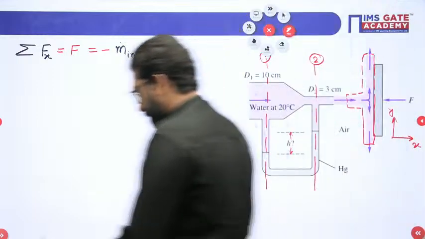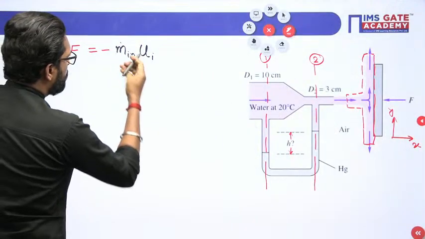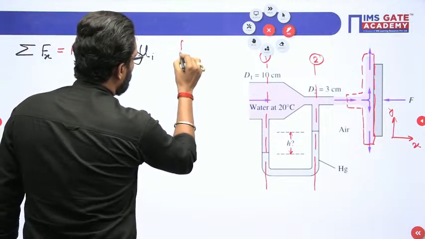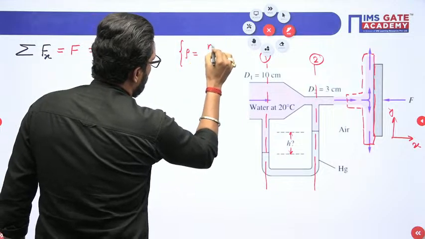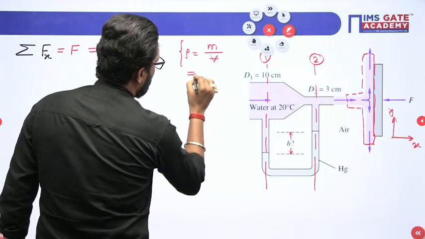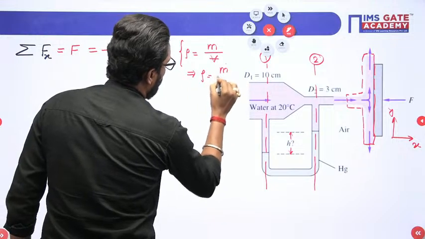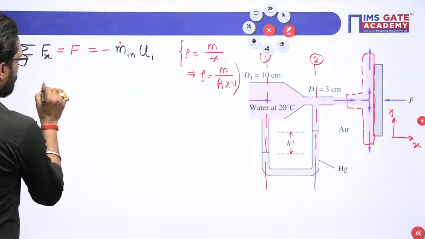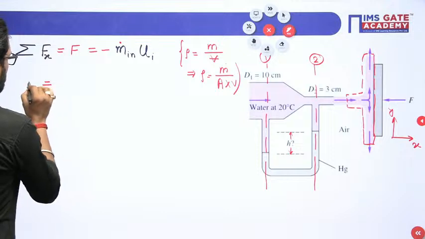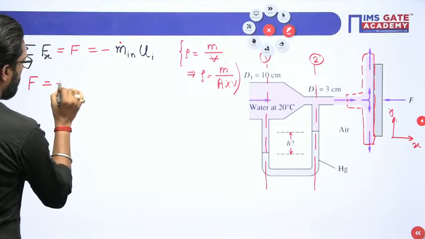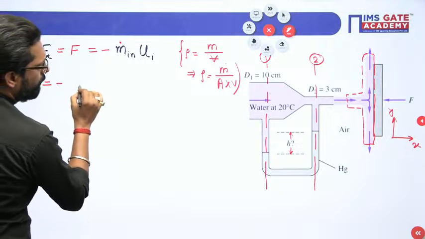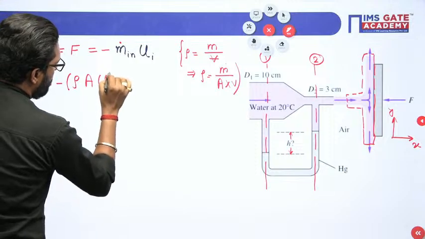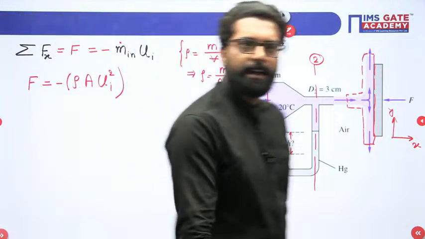Clear? Now, what is the mass flow rate? We know that density is mass by volume. So the mass flow rate, m dot, is rho times area times velocity. From here you can easily write that F is equal to minus of m dot, which is rho A U_i squared. Clear? This is the impact.